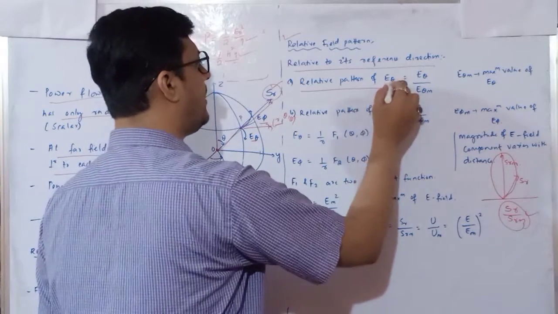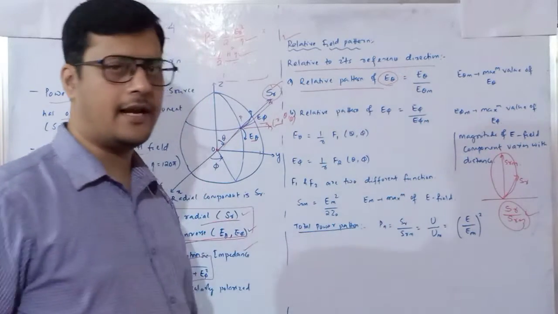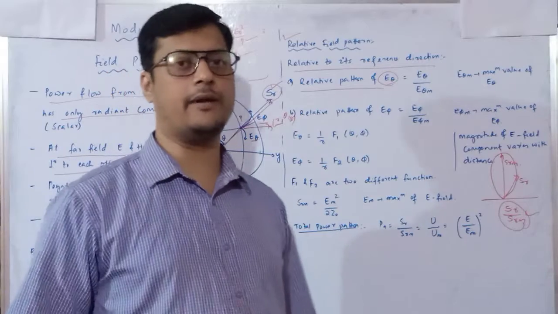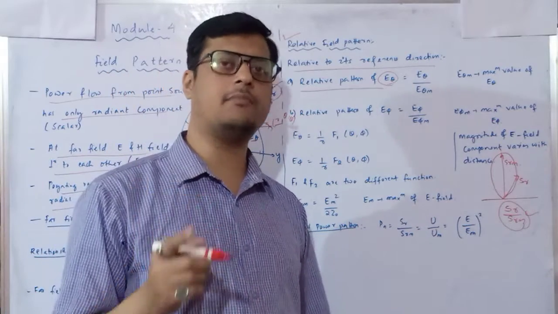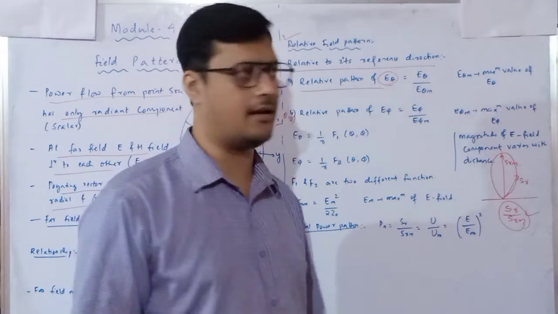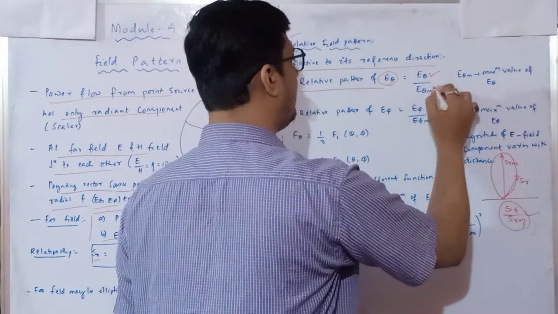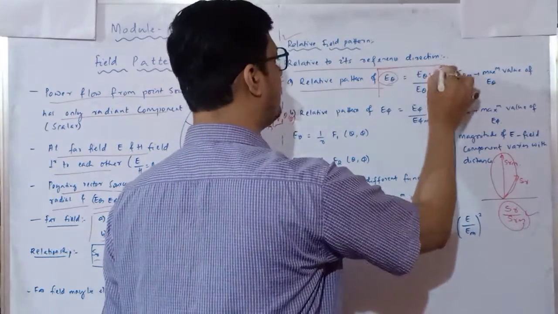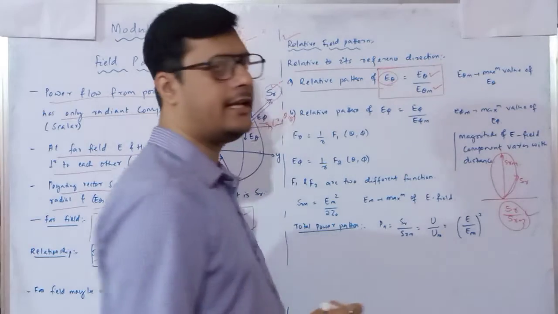So for the relative pattern of E theta, it can be identified as E theta divided by E theta m. E theta m is the maximum value of E theta. So this is E theta divided by E theta m, and this is called the relative pattern for E theta.